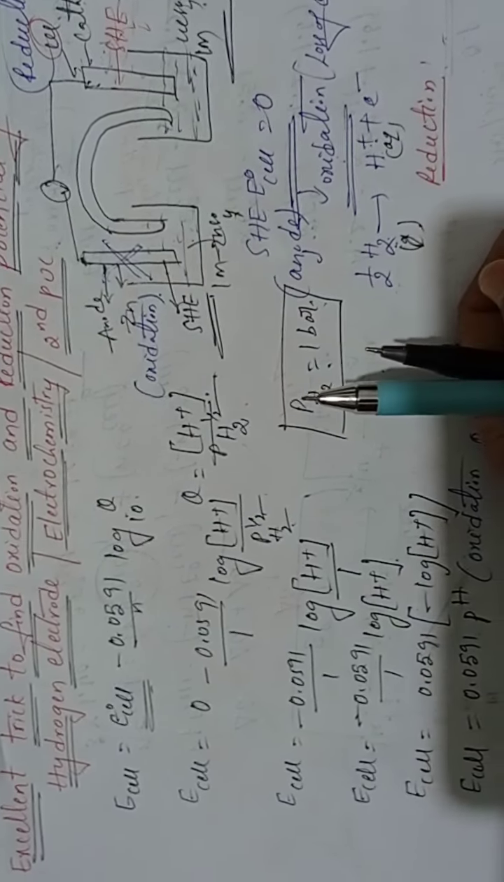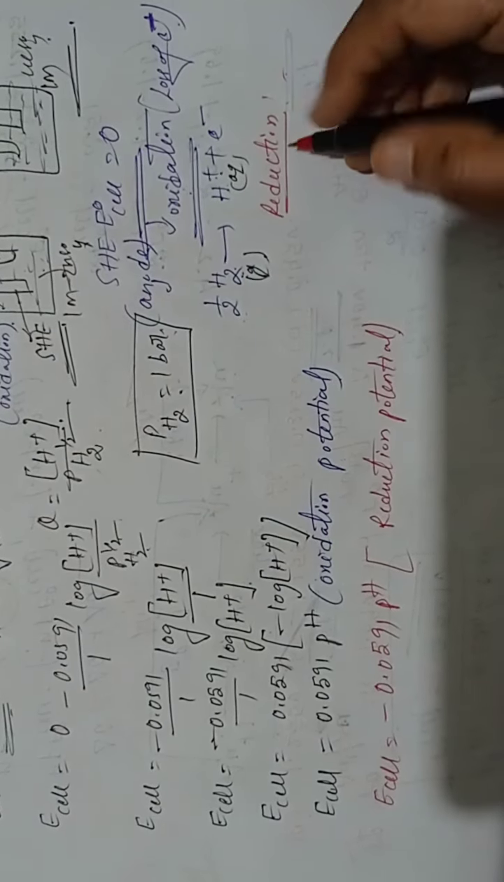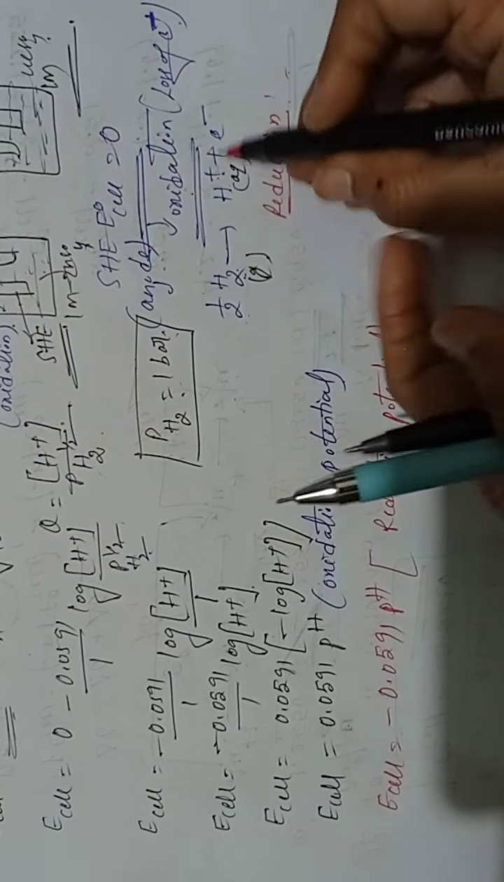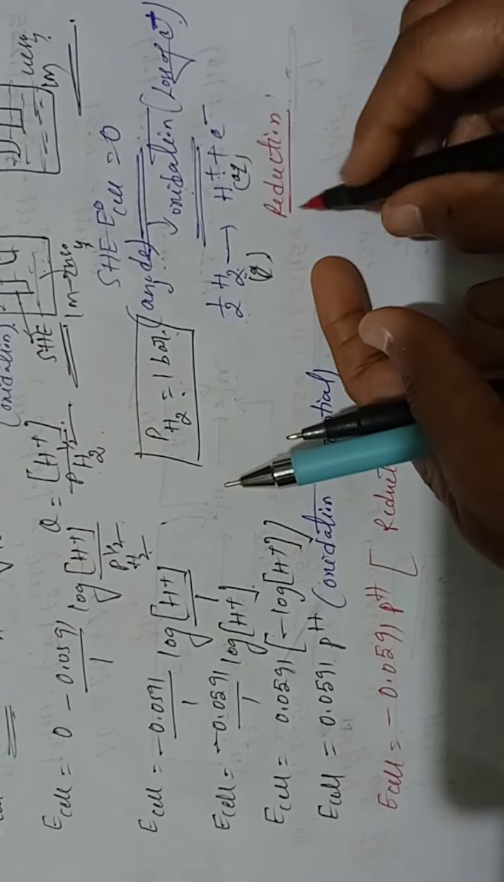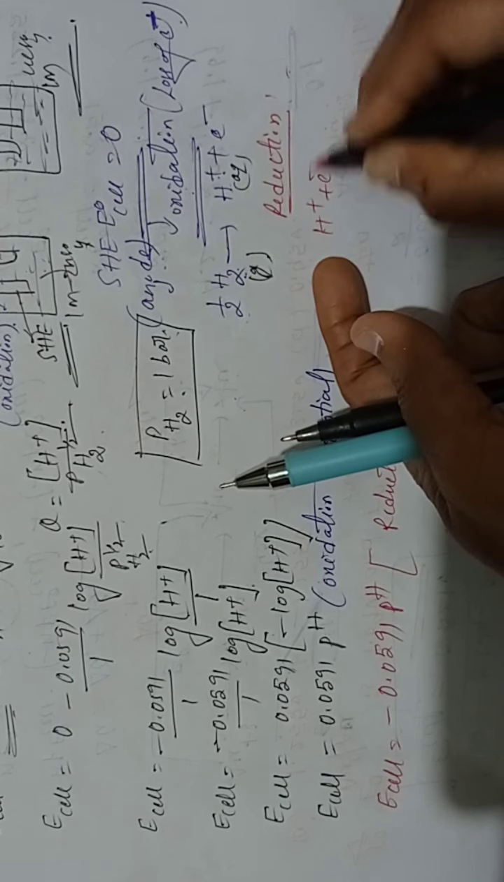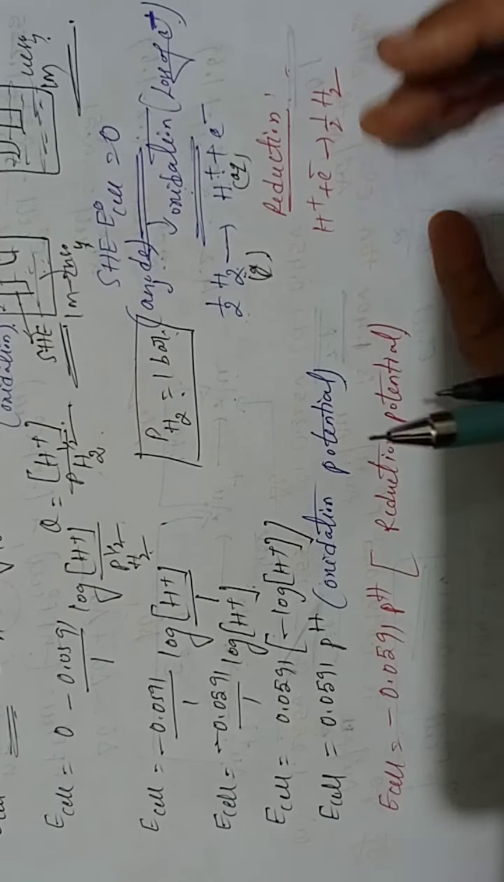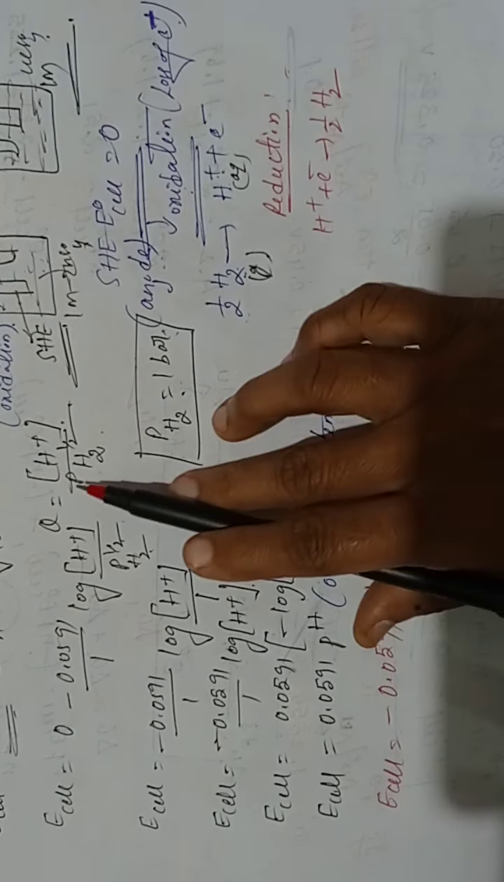Now at the cathode, which reaction is taking place? Reduction. At the cathode, a reduction reaction is taking place. What is a reduction reaction? You just reverse this reaction. That means H plus, by gaining one electron, becomes half H2. Are you clear? So from this equation, what will we get? The Q value.